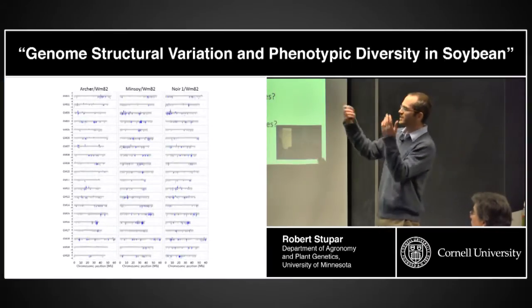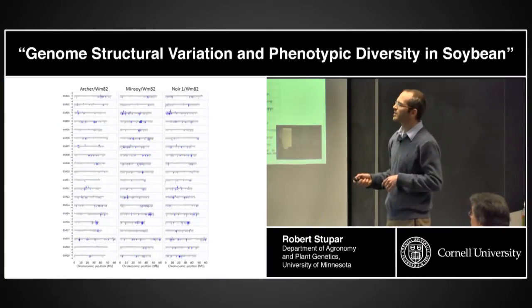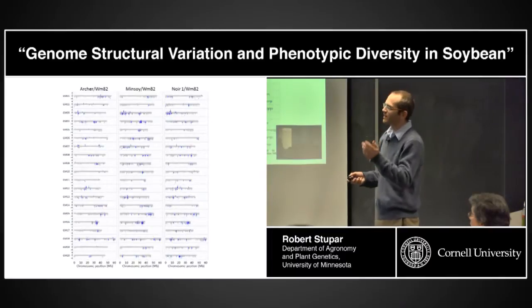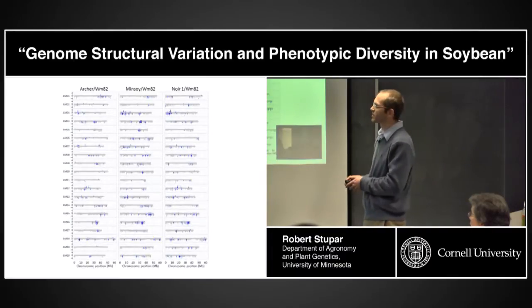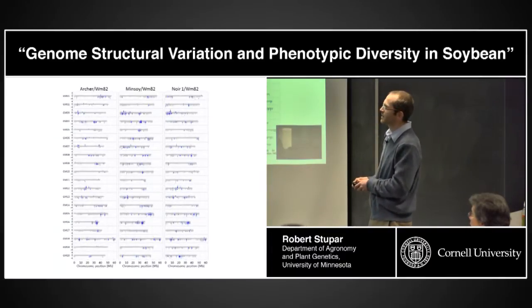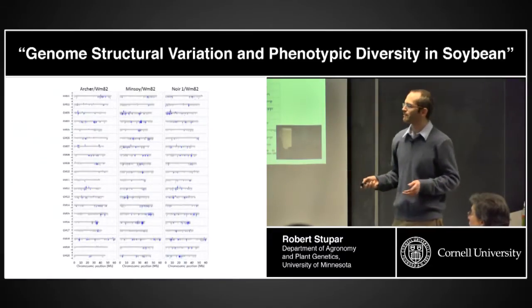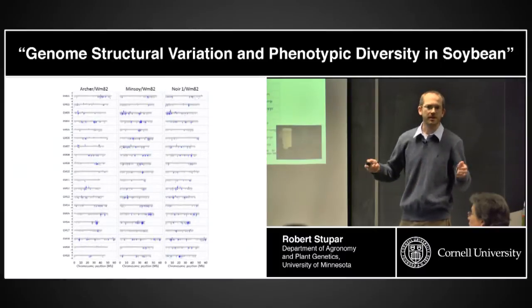Okay, so this is just a really quick snapshot of 20 chromosomes by 3 comparisons. They're all referenced to Williams-82. You've got Archer, Minsoy, Noir1. And you can see, I'm not going to get into the details here, but basically some chromosomes have a lot of variation. Some of them have very little, and so on. Okay. And again, it depends on the comparison you're making.